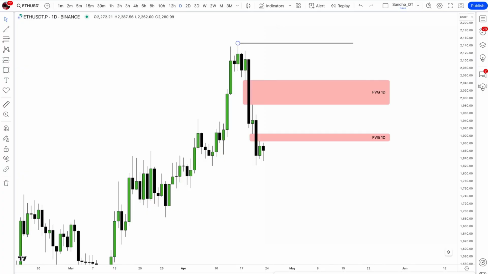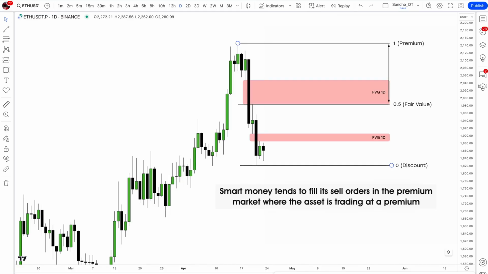How to do this? Draw a Fibonacci grid from the high where the fall began to the low where the correction formed. The 0.5 level in this grid represents the balance line, indicating the fair value of the asset. Everything above this level belongs to the premium zone, areas where the asset's price is overvalued, while everything below is the discount zone, where the asset is traded at a discount.